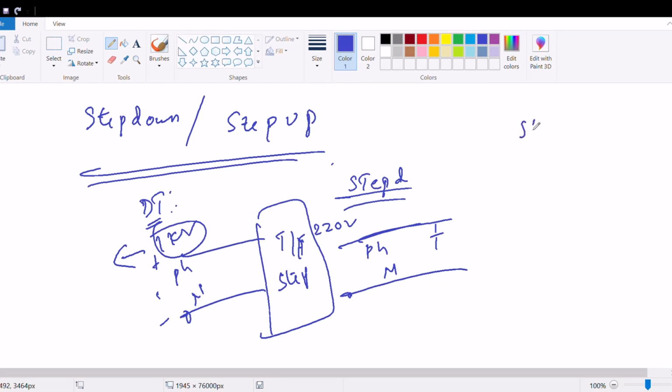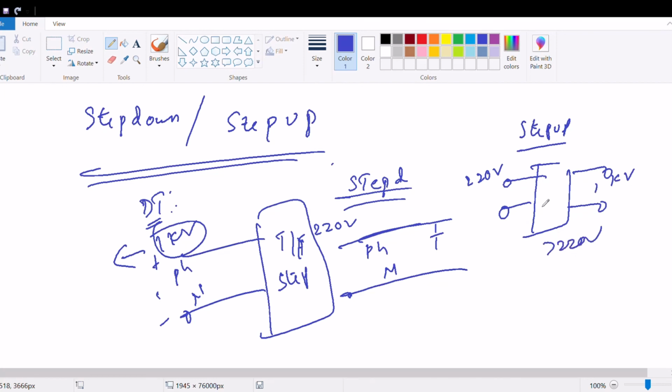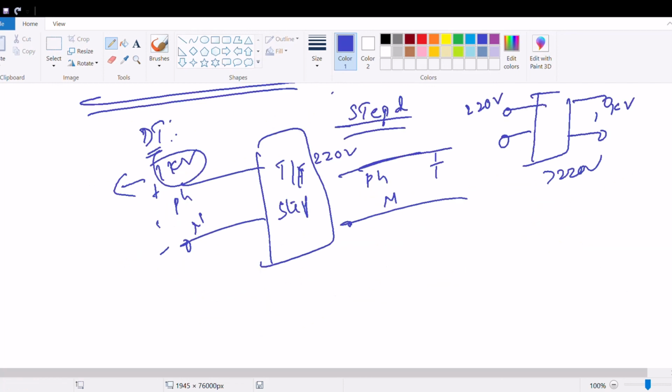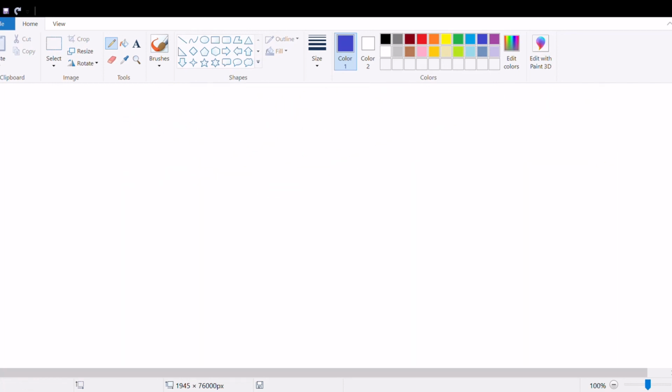In the same way, there is a step up transformer, which steps up the voltage. Suppose we have 220 volts, and we need something higher than 220 volts. We need to step up this voltage, which is called a step up transformer. And how do we calculate this step up and step down?